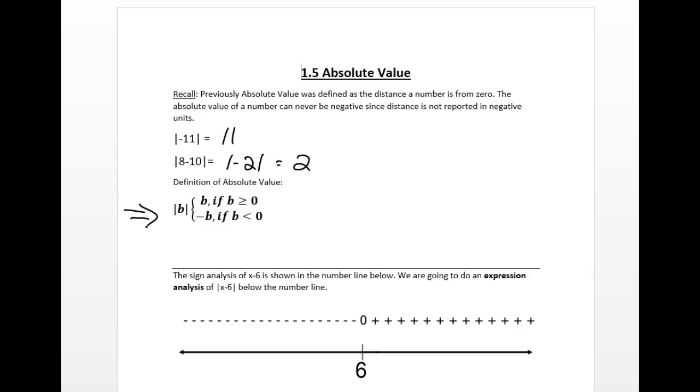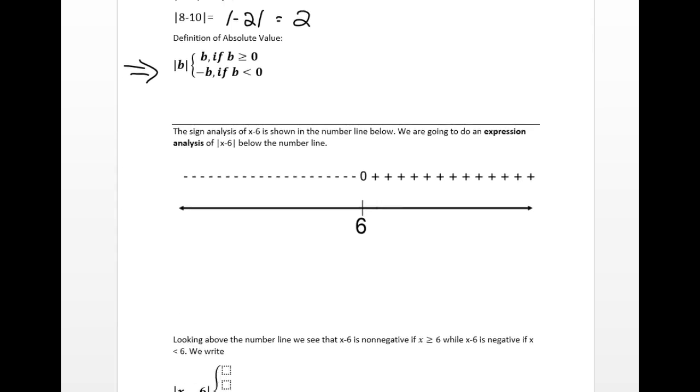So the sign analysis of x minus 6 is shown on the number line below. We are going to use expression analysis of x minus 6. All we are doing is we have our factor, x minus 6, and we did some of these yesterday, right? If I put anything on this side of 6 on this number line, like 10, then 10 minus 6 is 4. That's a positive, so positives go this way, and negatives are going this way. When we total this up, there's only one factor, so positive here and negative here.